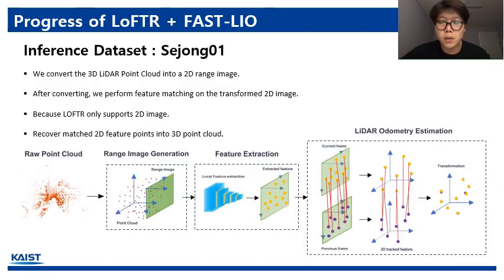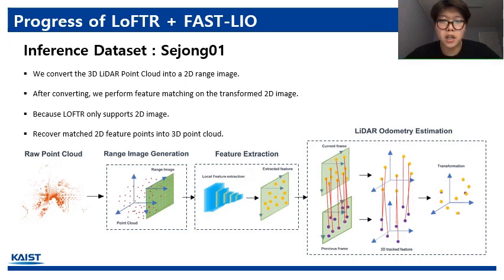One of the key steps in our process is the transformation of 3D LiDAR point cloud data into a 2D range image. This conversion is essential as it allows us to work with the data more efficiently. Once we've successfully converted the 3D LiDAR point cloud into a 2D range image, we move on to the feature matching phase. This is where we identify and match key features in the 2D image to achieve our objectives.